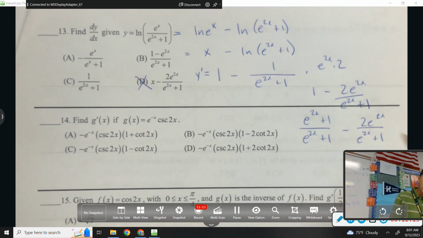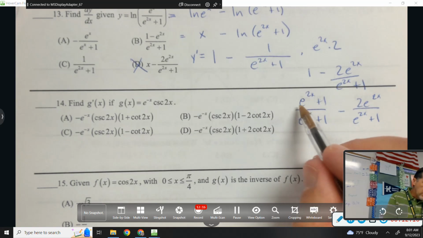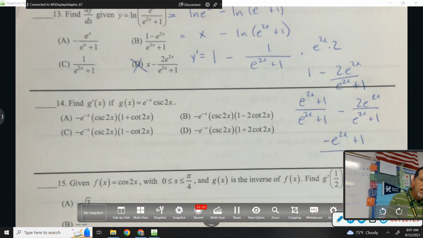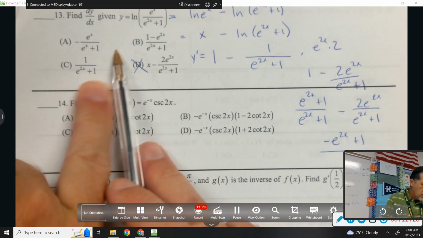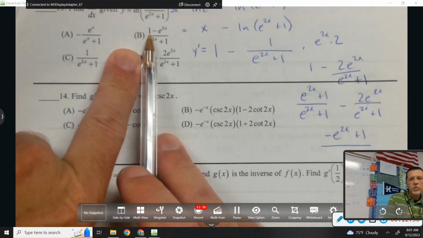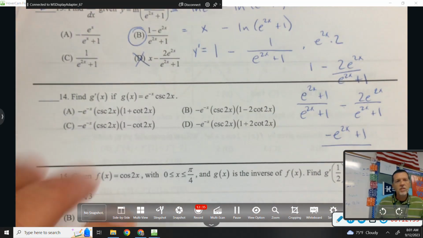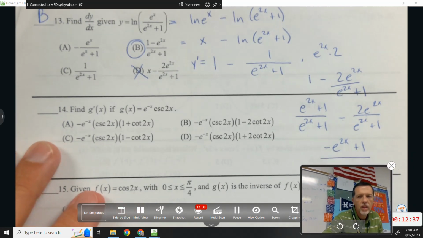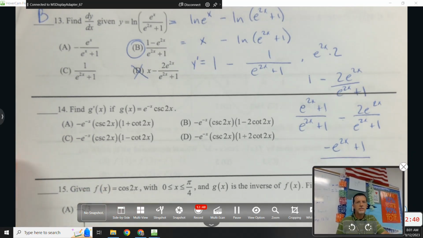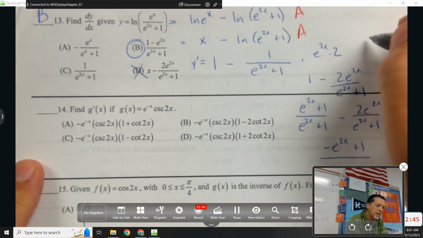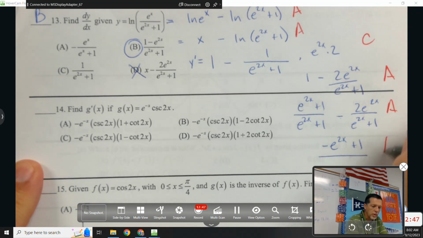Second fraction is good. Okay, so e minus 2e, so that's negative e to the 2x plus 1 over my denominator. Okay, so I wrote it in a different order, but that matches answer choice B. And yet another problem that is algebra, algebra, calculus, algebra, algebra, algebra.